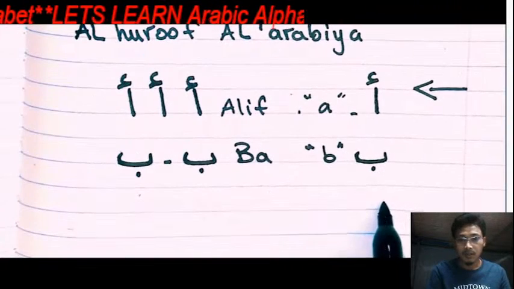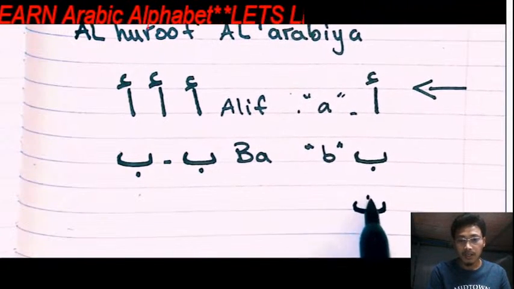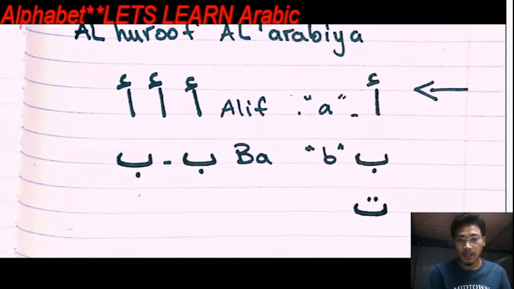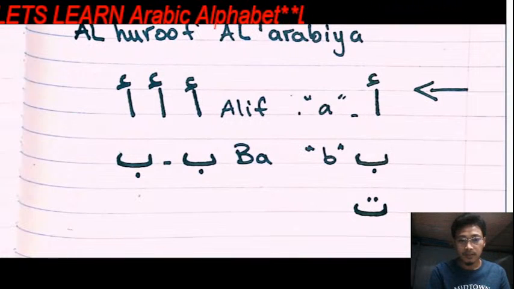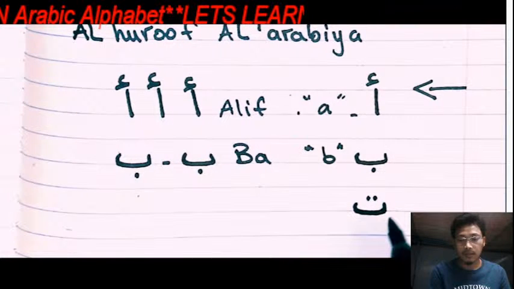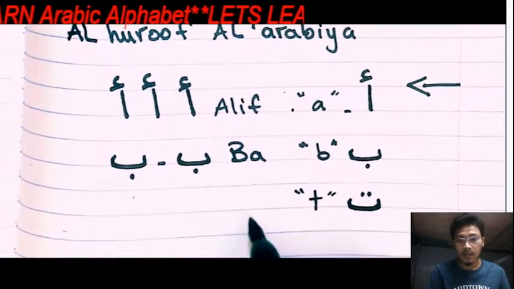And then Ta. Same shape as Ba, but with two dots. And it's the letter T in English.